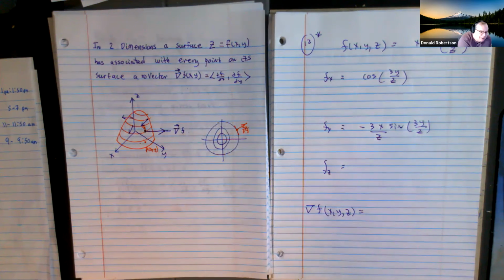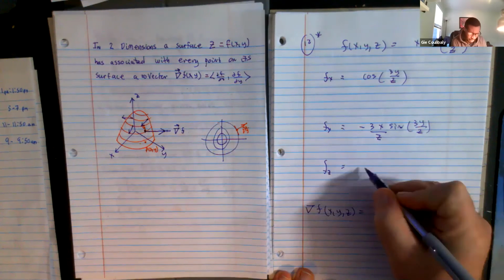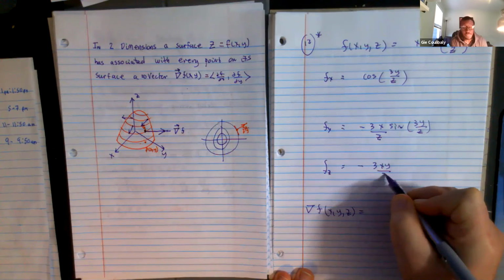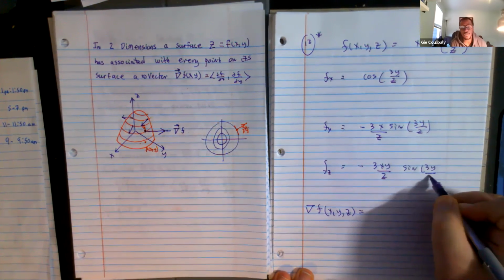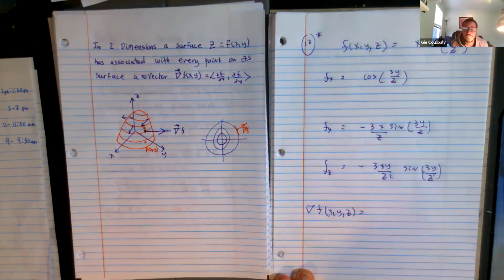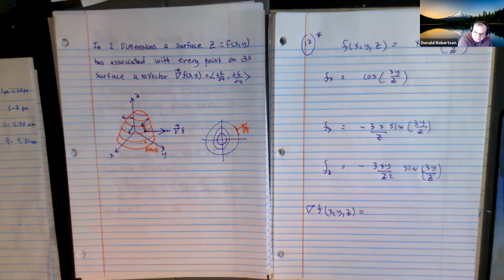Okay, keeping the best till last. That one. The z one. Who's going to go for that one? It's negative 3xy over z squared sine of 3y over z. Z squared, 3xy over z squared. I think, is there anything you might want to change?